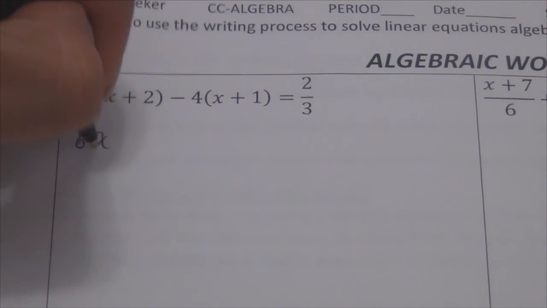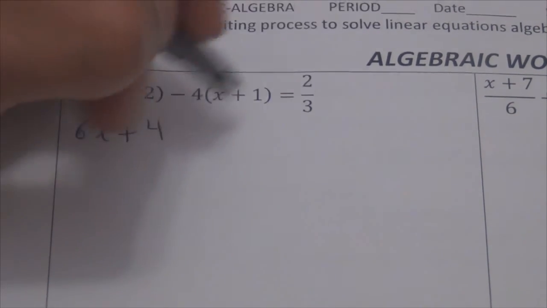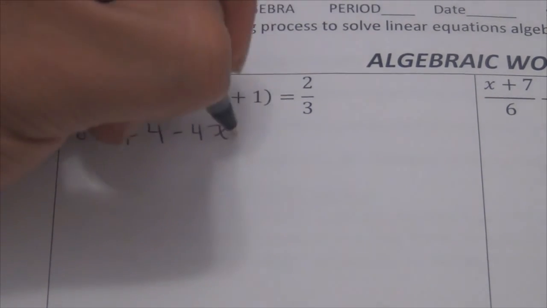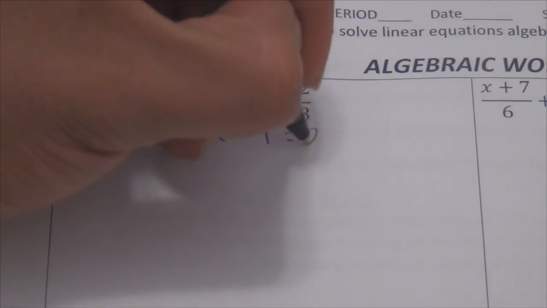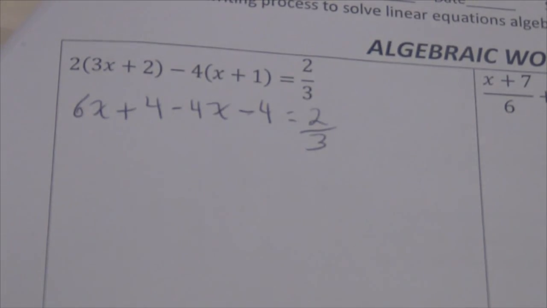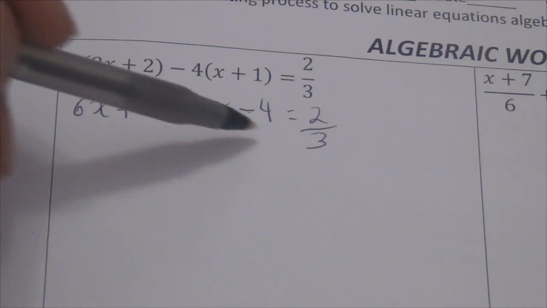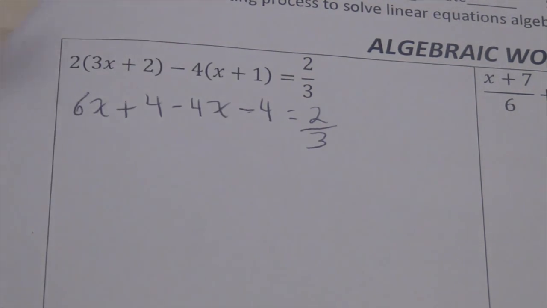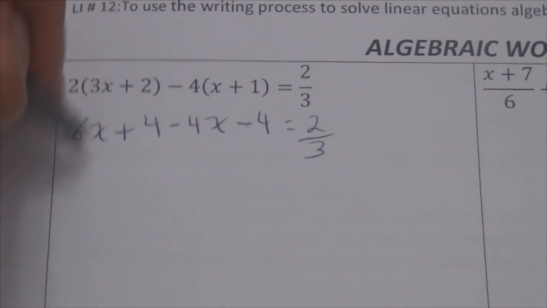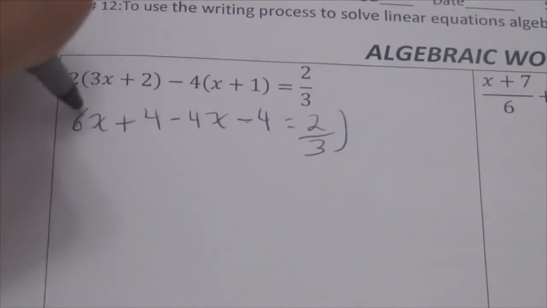So 6x plus 4 minus 4x minus 4 equals 2/3. We do have fractions, but the only common denominator here is the 3. All right, so let's multiply everything by 3. So I'm gonna multiply the whole thing by 3.